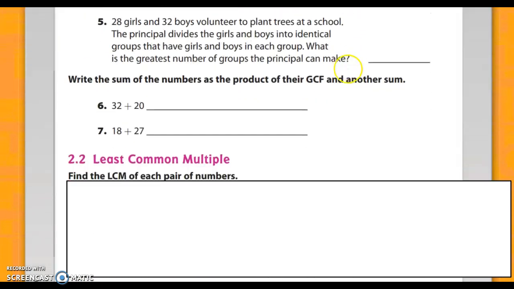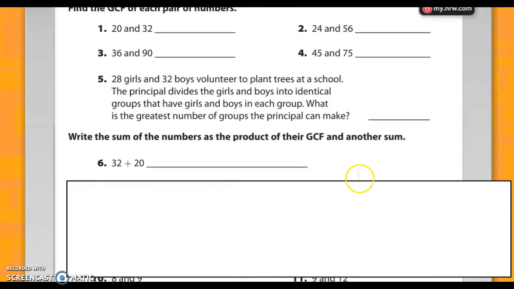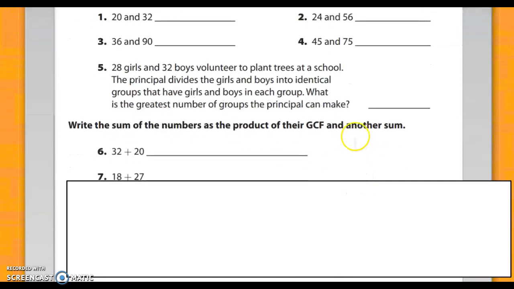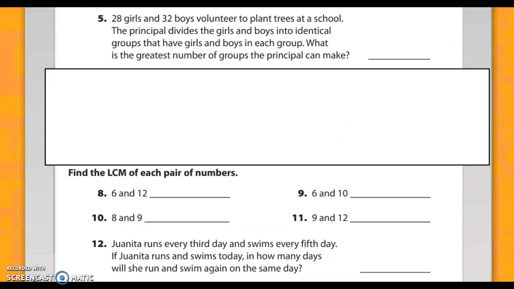Okay, number 5 is still a greatest common factor problem. And I know that because, look, it's under the greatest common factor section there. And there's also a word in there that helps us figure that out. Number 5 reads, 28 girls and 32 boys volunteer to plant trees at a school. The principal divides the girls and boys into identical groups that have girls and boys in each group. What is the greatest number? That tells you it's a GCF problem right there. When you're taking your test and you see those words, you now know it's a GCF problem.